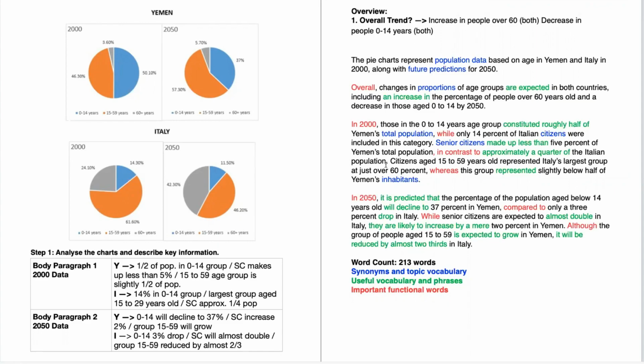Again, like I said earlier, this question type will usually involve more words. The most important thing is being concise, which we were able to do. Now let's take a look at our synonyms and topic vocabulary in blue.